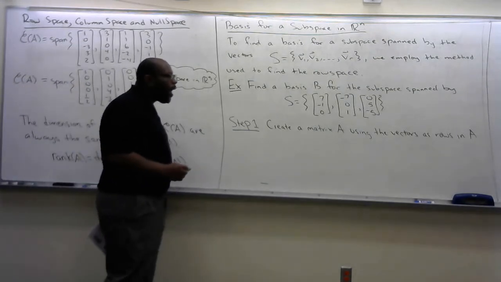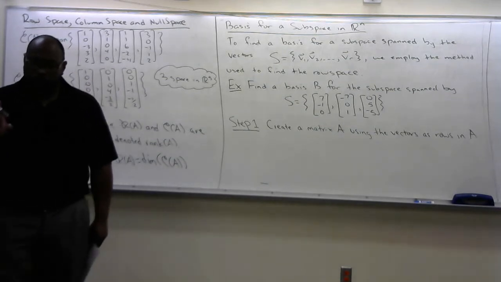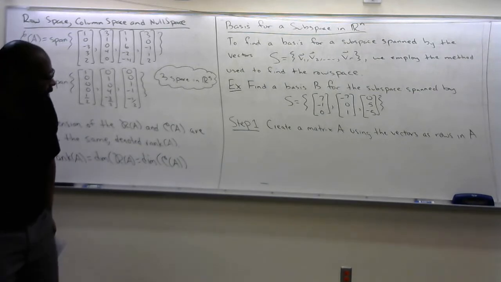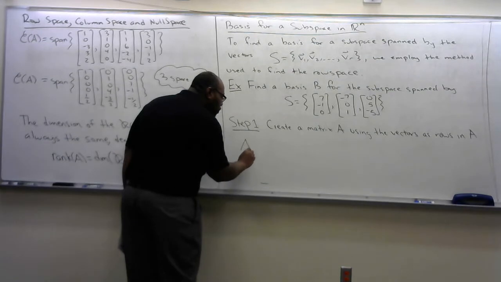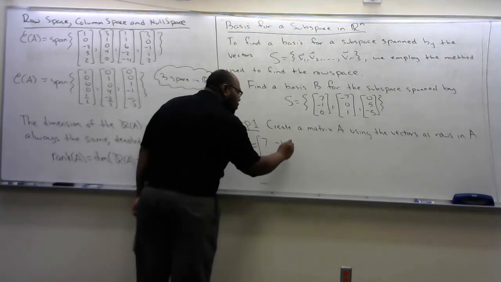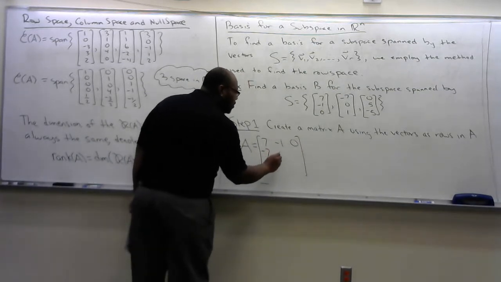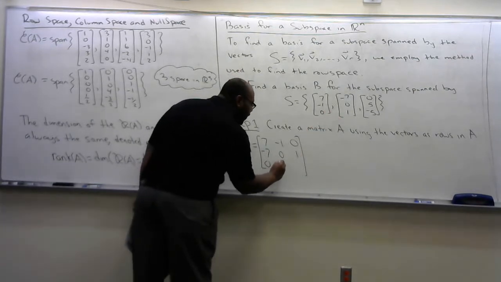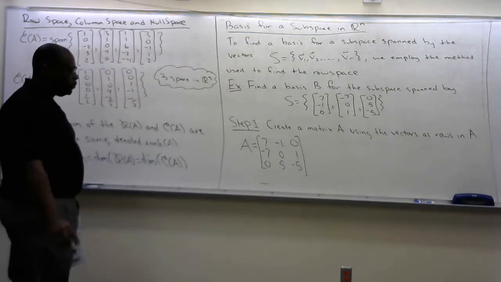So if I do that, I'm going to create a matrix. I apologize. Create a matrix based off the vectors that I have here. And they're going to be put in as rows. So I have A is equal to 7, negative 1, 0. Negative 7, 0, 1. That's going to be my second row. And then my last row is 0, 5, and negative 5. Okay.